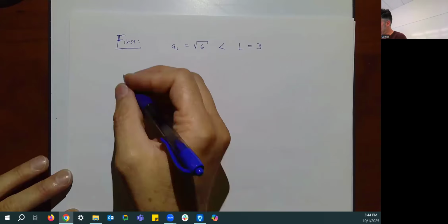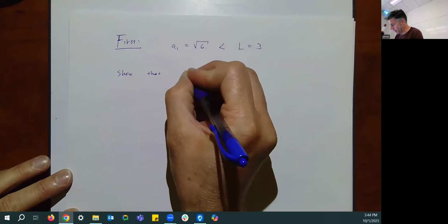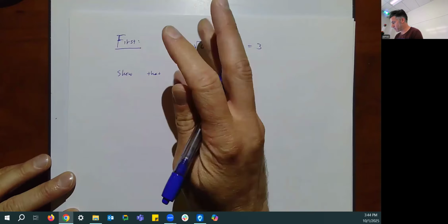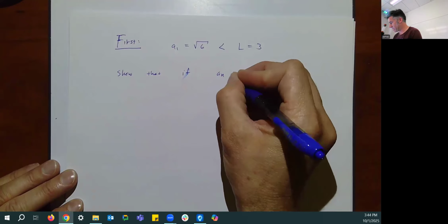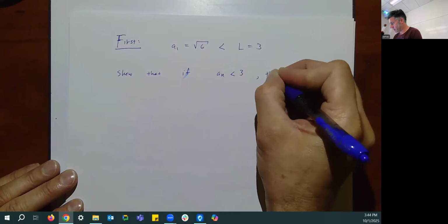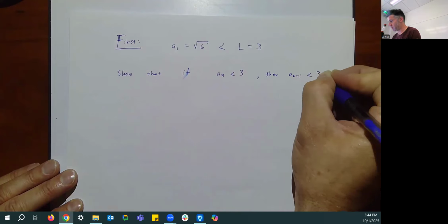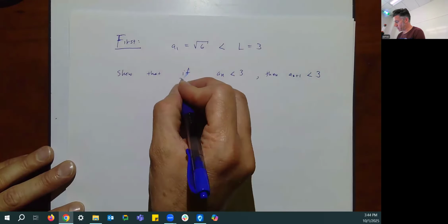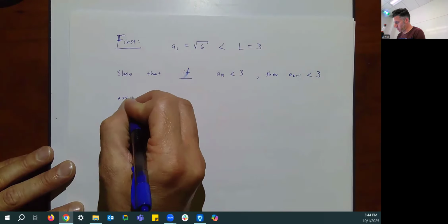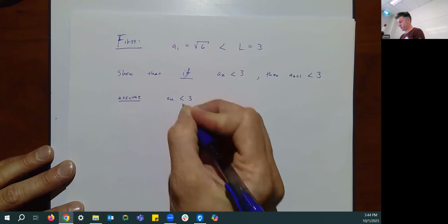So we're going to show that if a sub n is less than 3, then a sub n plus 1 also must be less than 3. So check it out. We're going to assume a sub n is less than 3.